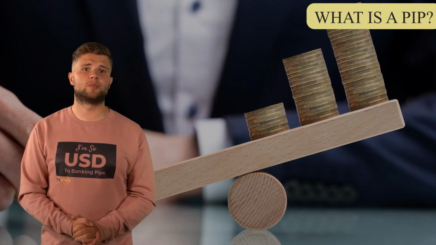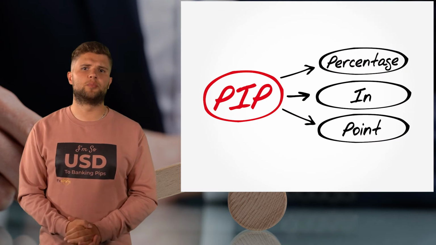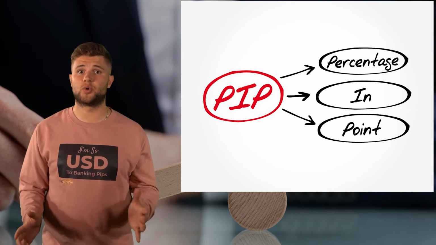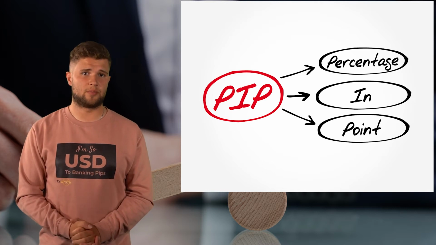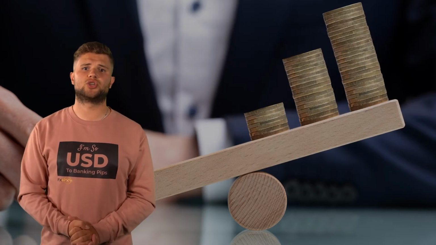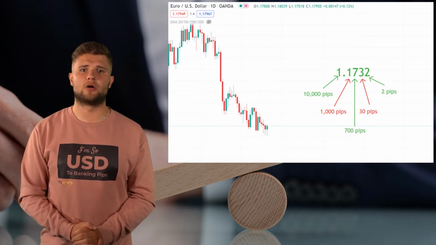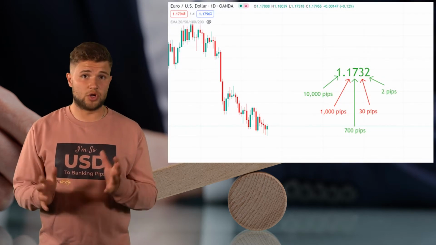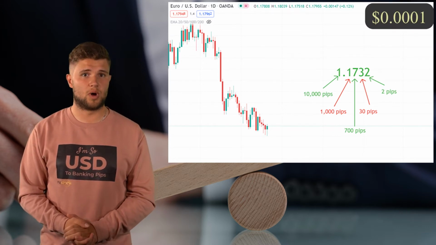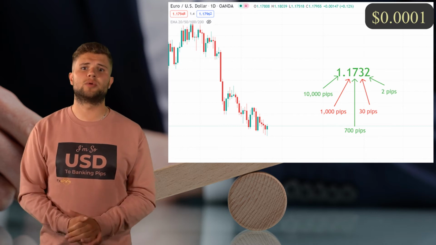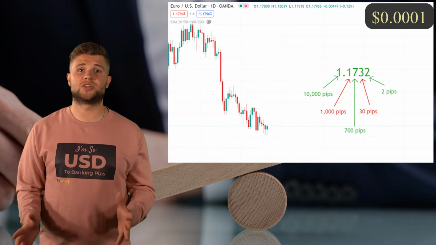Next, let's talk about pips. What is a pip? A pip stands for percentage in point, or price interest point. It represents a tiny measure of the change in a currency pair. A pip is the standardized unit in the Forex market, and it is the smallest amount by which a currency quote can change. For US dollar pairs, 1 pip is $0.0001, which is more commonly referred to as 1/100th of 1%, or 1 basis point.